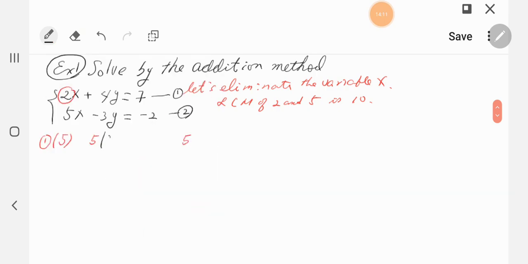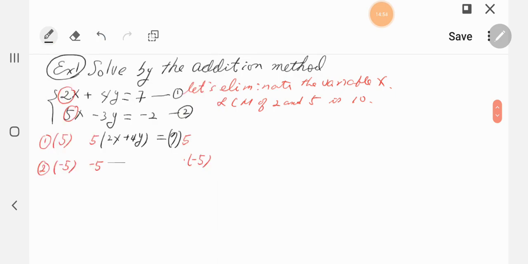So the first equation is 2x plus 4y is equal to 7, times 5. Make sense? So this is equation 1. And then also multiply the second equation. Multiply the second equation by what? This time, the coefficient of x needs to be negative 5. One is positive 10. The other one is negative 10. So we multiply each side of the second equation by negative 5.